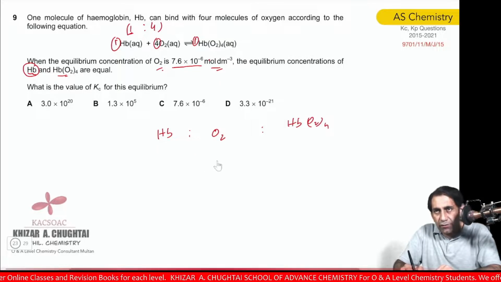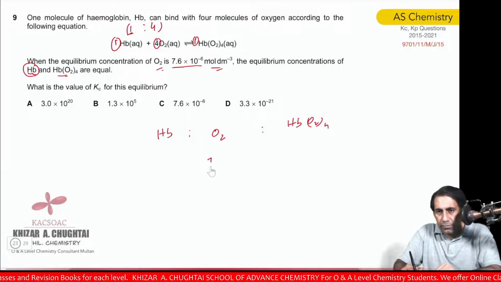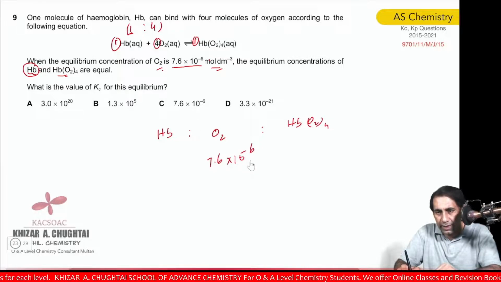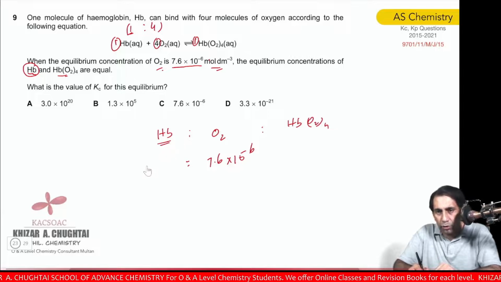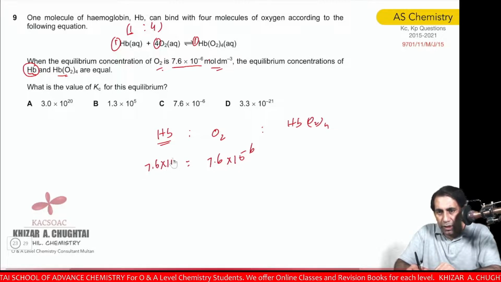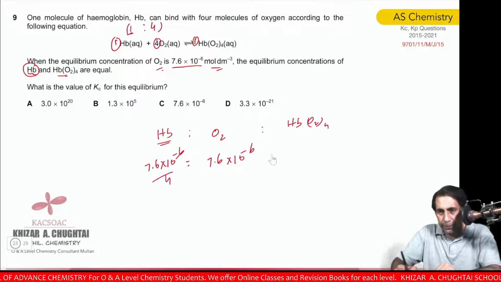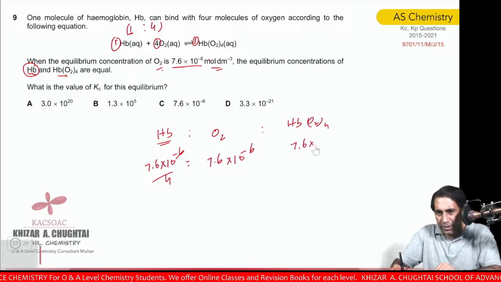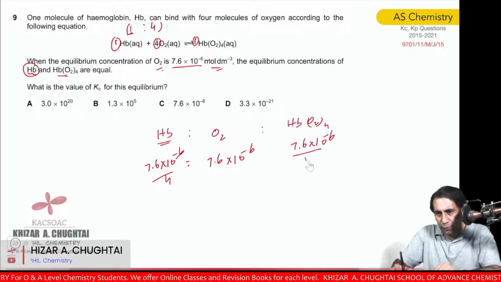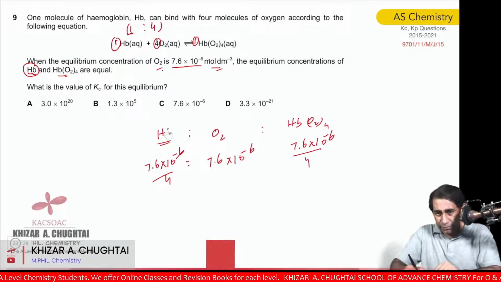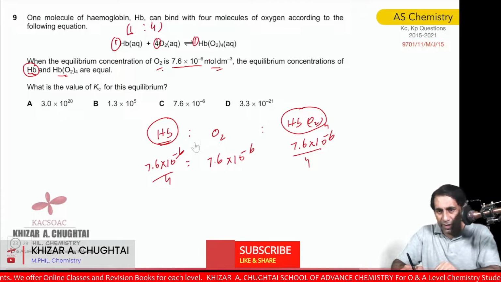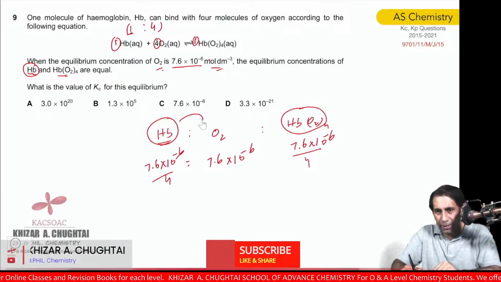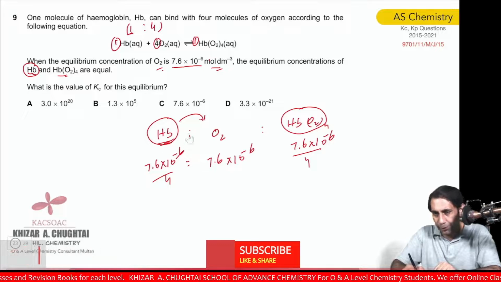The answer of oxygen is 7.6 into 10 to the power minus 6, and the hemoglobin answer will be equal to 7.6 into 10 to the power minus 6 divided by 4. They are having the same concentration, and the concentration of oxygen is 4 times higher as compared to the hemoglobin.